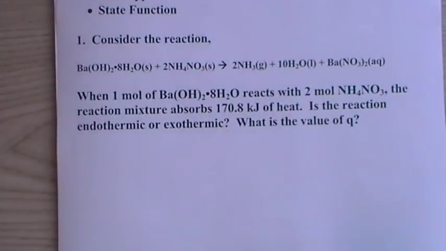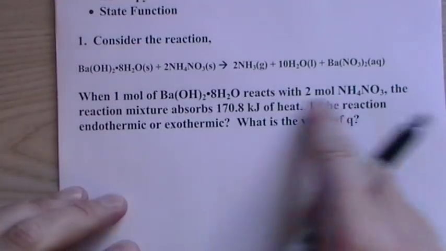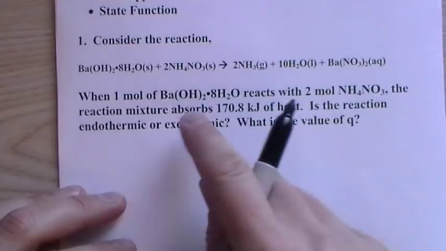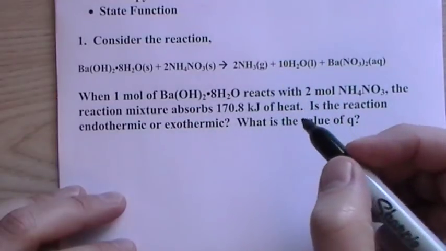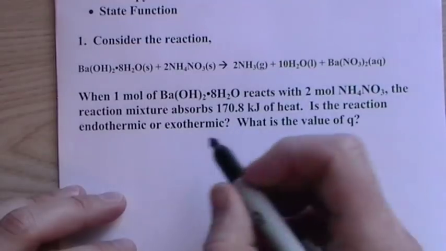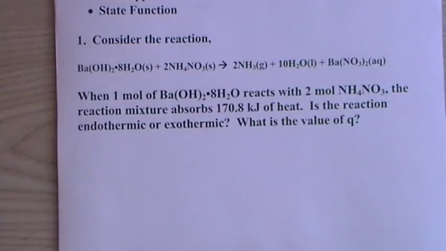All right, consider this reaction. Had to reduce the font size because it's just a large reaction. When 1 mole of barium hydroxide octahydrate reacts with 2 moles of ammonium nitrate, the reaction mixture absorbs 170.8 kilojoules of heat. Is the reaction endothermic or exothermic? What is the value of Q?